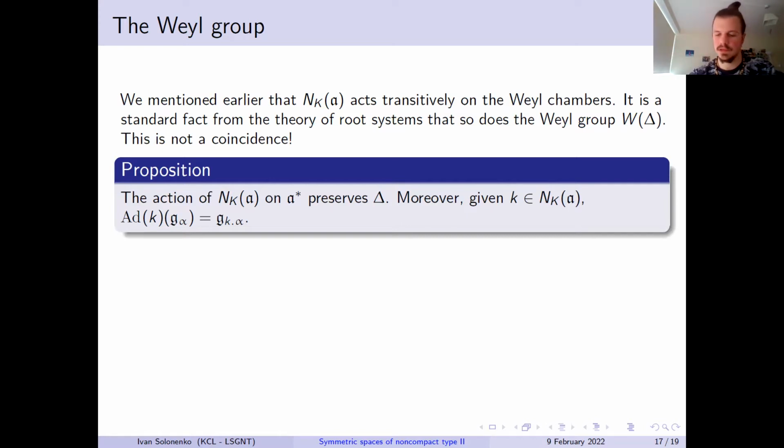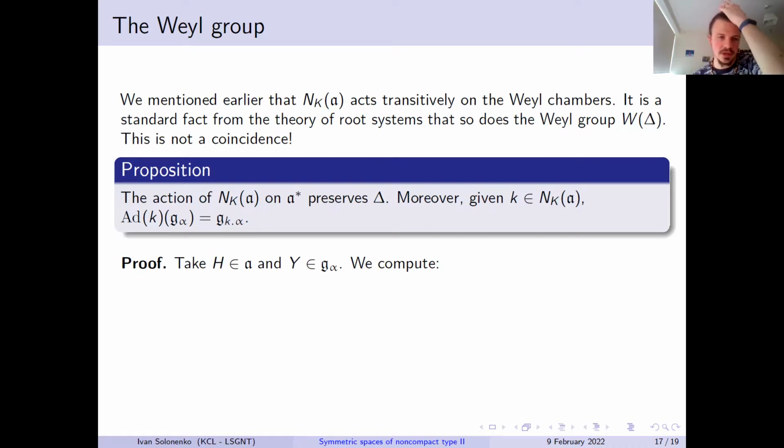That's the statement. The proof is very simple. So you take any vector in A and you take any vector in G alpha. Now here's what we need to compute. I want to show that K alpha is a root, and I want to show that the corresponding root subspace is just Ad K of G alpha. I'll show both of these statements in one go.